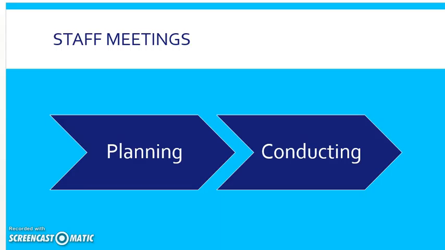So as far as preparation, you always want to get staff input. Are there items on the agenda that staff want to discuss? So maybe send an email out to staff asking for feedback or suggestions. You want to start with a written agenda, but you need to be flexible. There may be issues that come up that you need to address throughout the staff meeting.